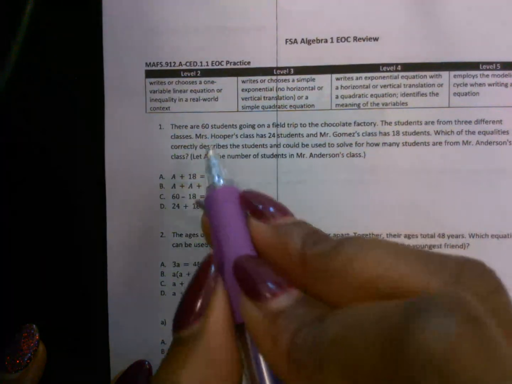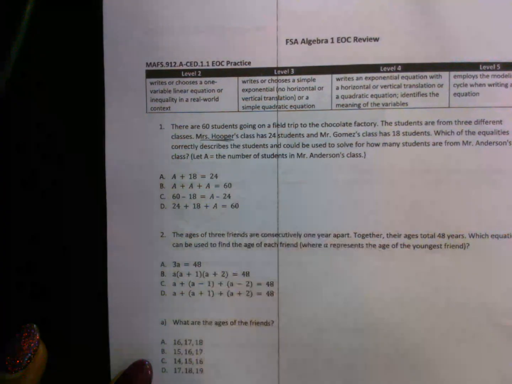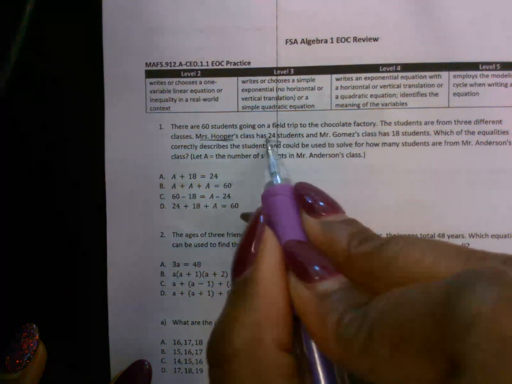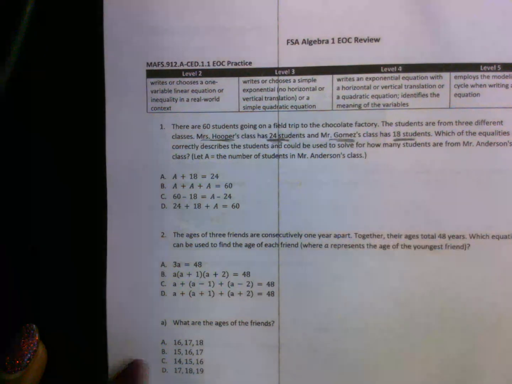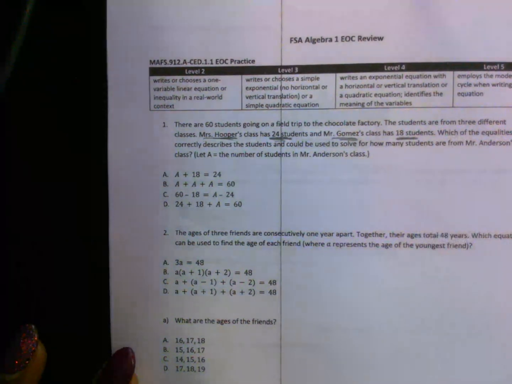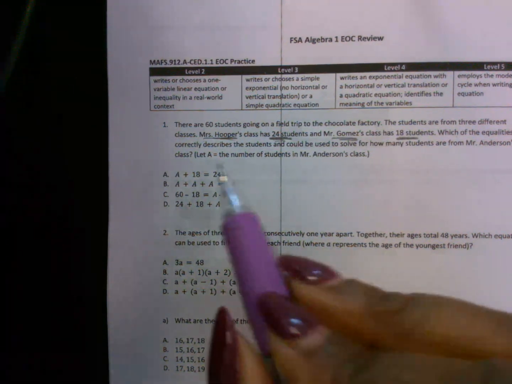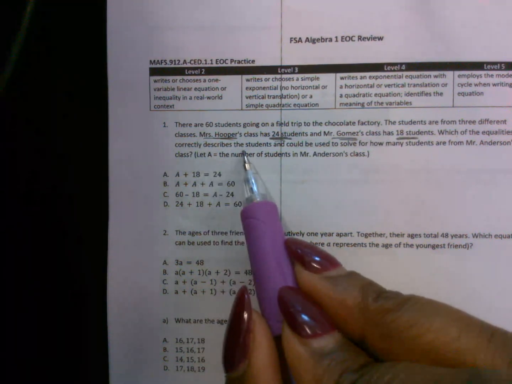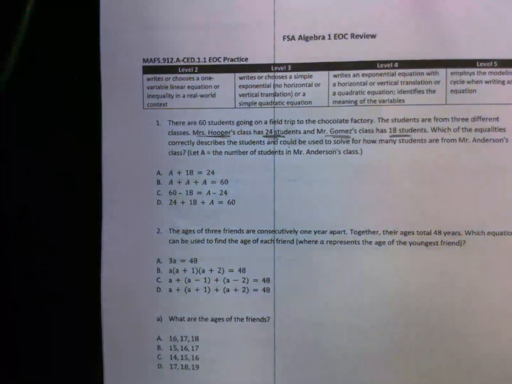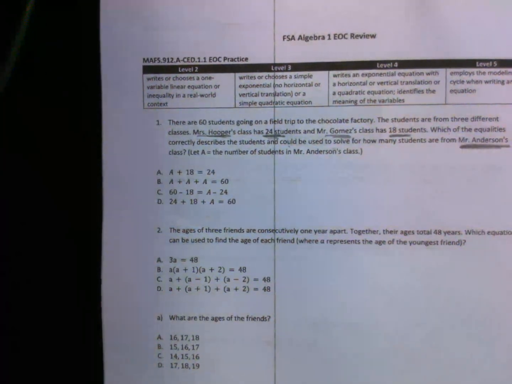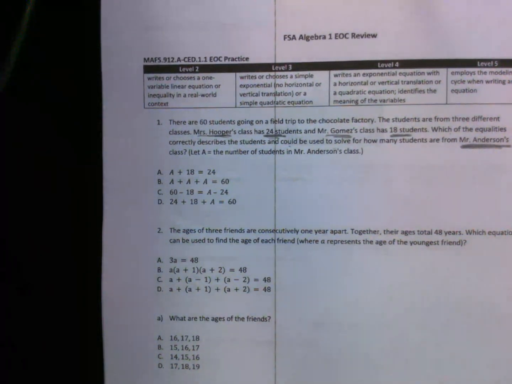factory. The students are from different classes. You got Mrs. Hooper's class, where there are 24 students, Gomez class, where there are 18 students. Which of the equalities, because they're all equal signs, correctly describes the students and could be used to solve how many students are in Mr. Anderson's class? Anderson's class is the only class that's missing.